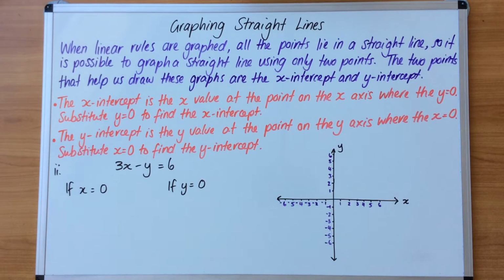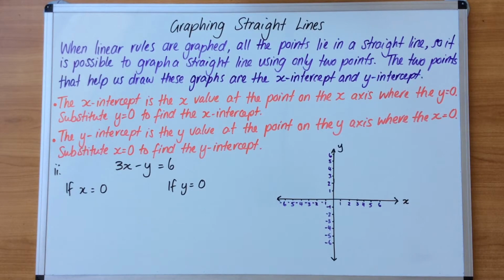Let's now take a look at the second example here. We have an equation here which says 3x minus y equals 6. And like before, we have to set this up. We say if x equals 0 and if y equals 0. This means that the x coordinate in this one we're going to create will be 0, and this y coordinate will be 0. So we have to do our first substitution here.